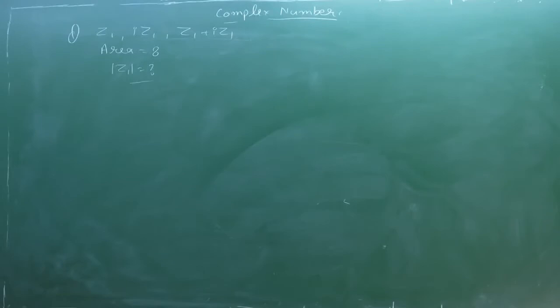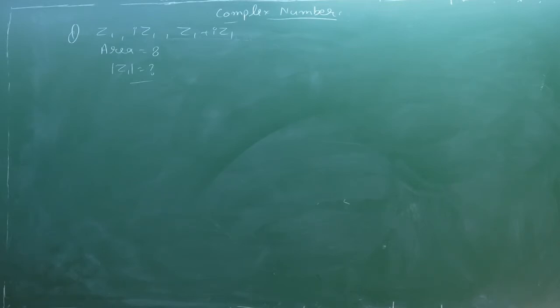Tirupati beta, because mod of Z1 is equal to mod of Z2. It's a square. It means in the square diagonals bisect each other and the length of diagonals are also equal. That's why mod of Z1 is equal to mod of Z2. If we calculate mod of Z1 divided by mod of Z2, this will definitely equal 1.